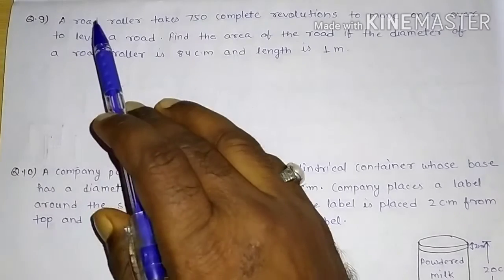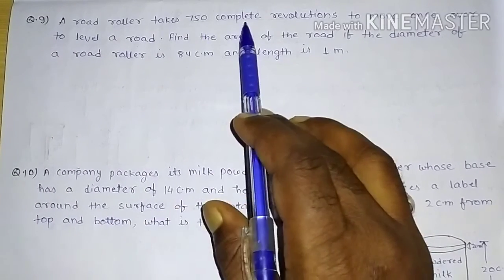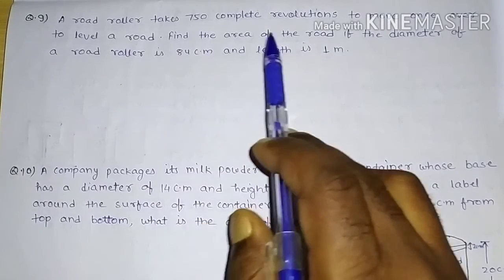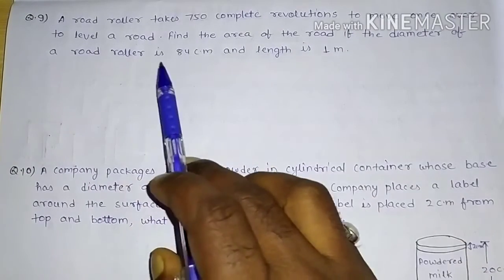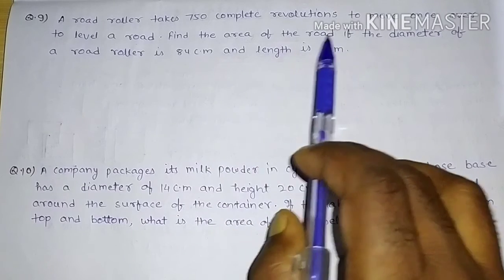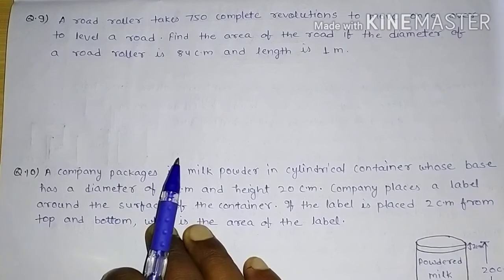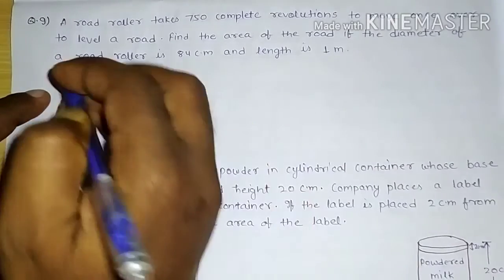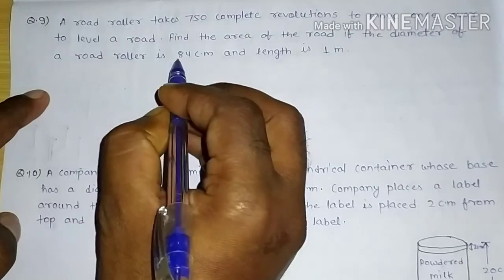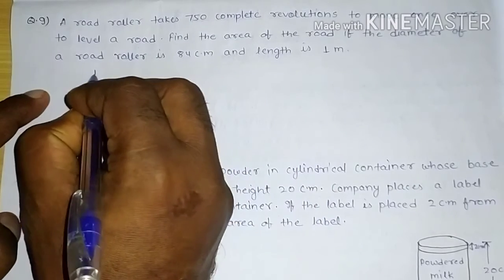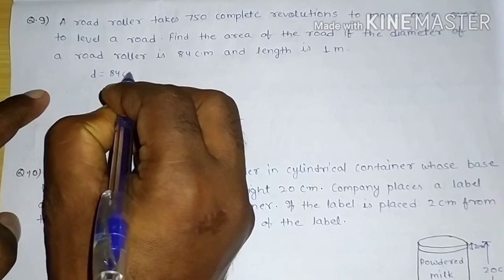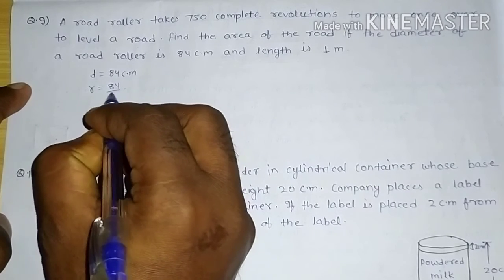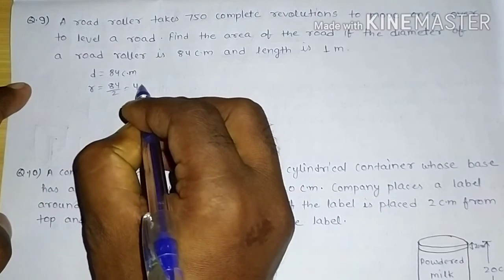Question number 9. A road roller takes 750 complete revolutions to move once over to level a road. Find the area of the road if the diameter of the road roller is 84 centimeter and length is 1 meter. So simply, what is given here? Diameter is given, that is 84 centimeter. So radius will be half of diameter. So it will be 84 divided by 2, 42.